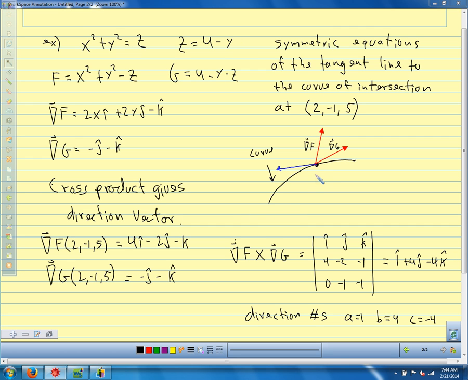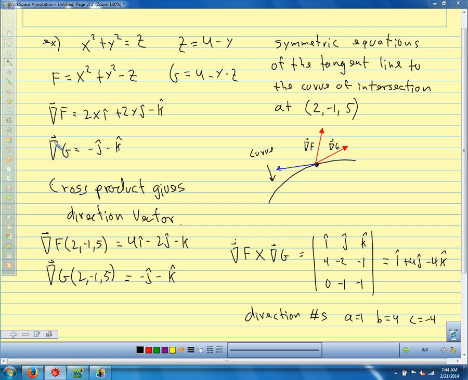And then we'd find r prime. r prime would be in the direction of the tangent line at that particular point, and that would have been kind of a complicated problem. But with our gradient, it turns into not a bad problem.